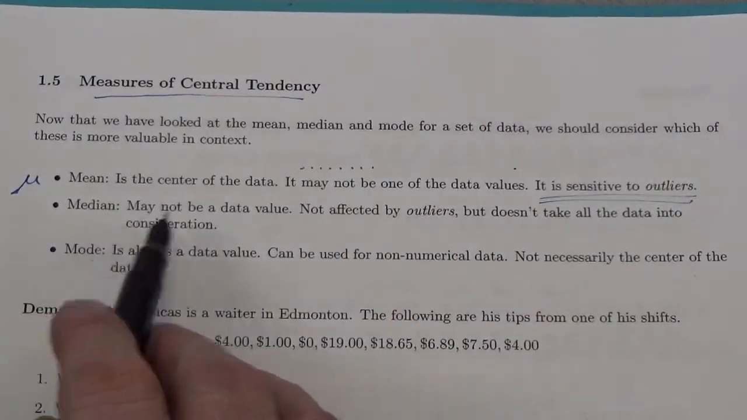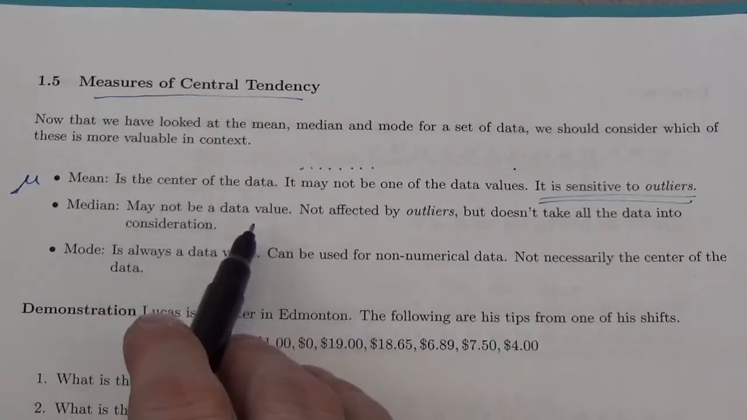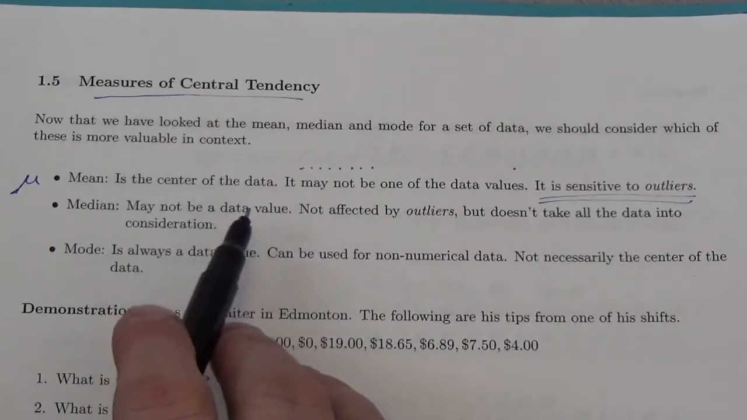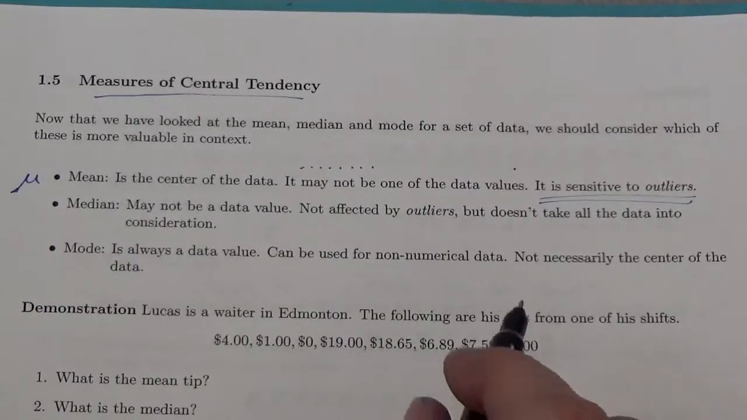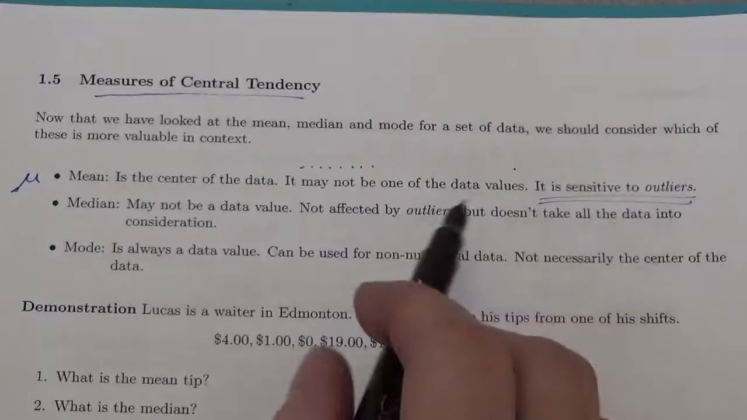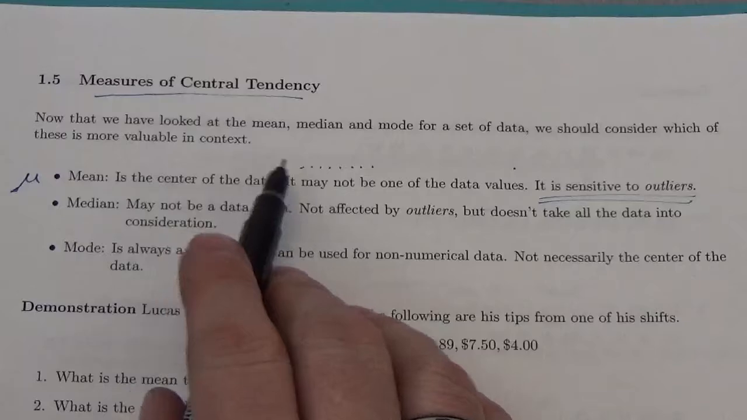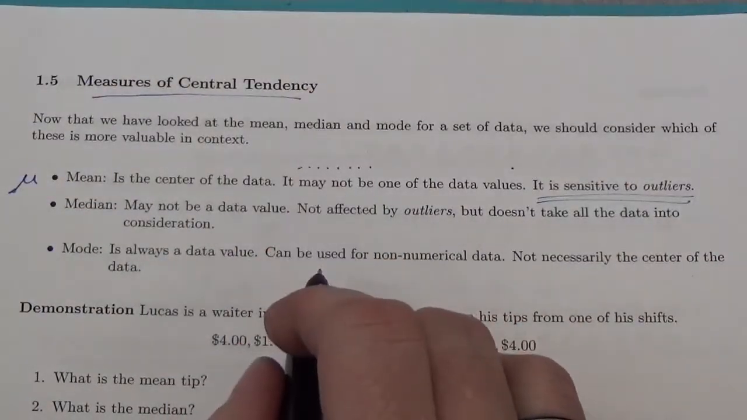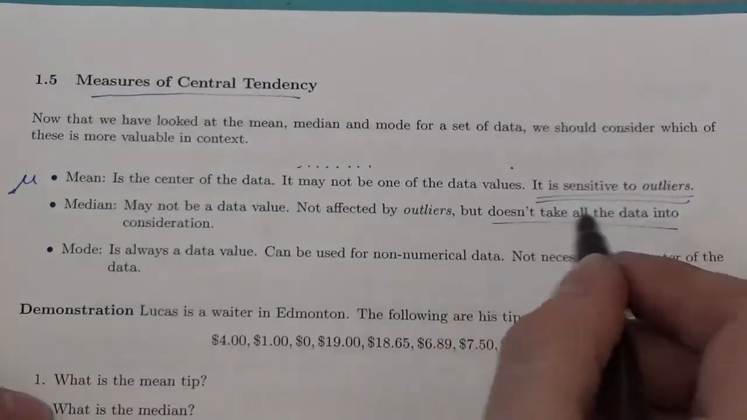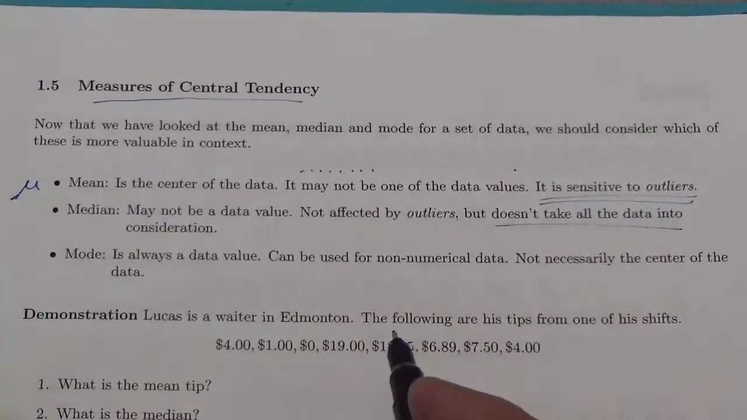Now, the median may also not be a data value. We looked at that before when we talked about the median. In some cases, if there's an even number of data values, you'll take the mean of the middle two. But it's not affected by outliers. You could have a value way out here that has no impact, because all we're doing is laying them out in order and grabbing the middle value. I don't care what the values themselves are. I just want to find the middle one. So it doesn't take all of the data into consideration. One of the nice things about the mean is that it does take all of the data into consideration.